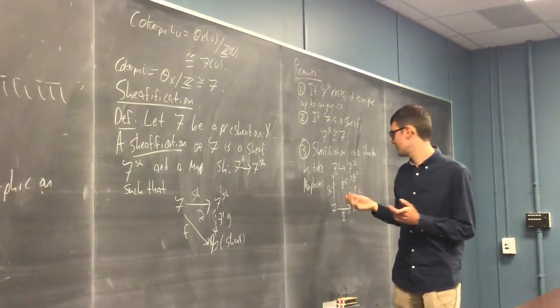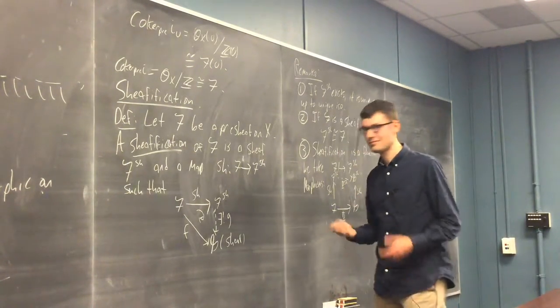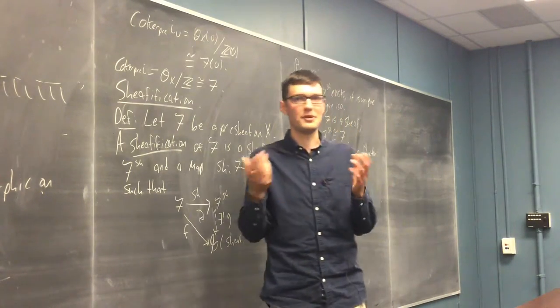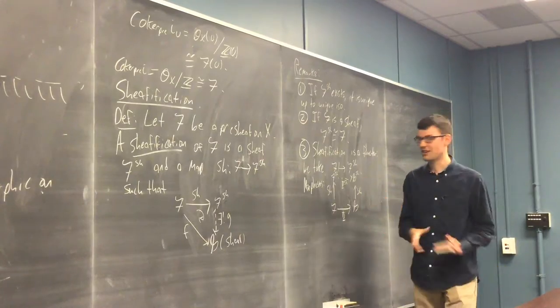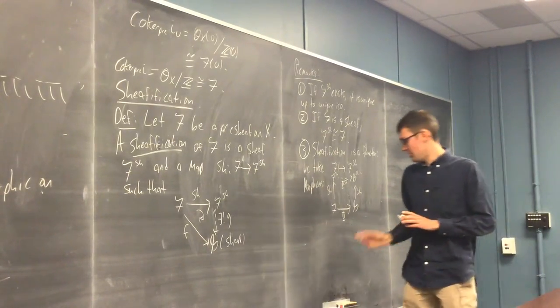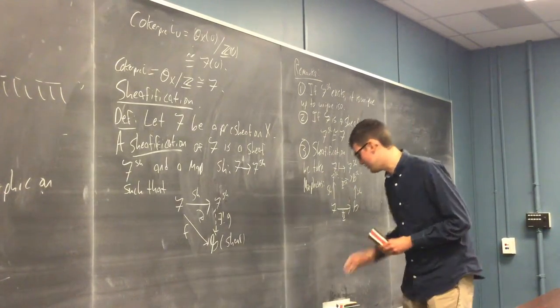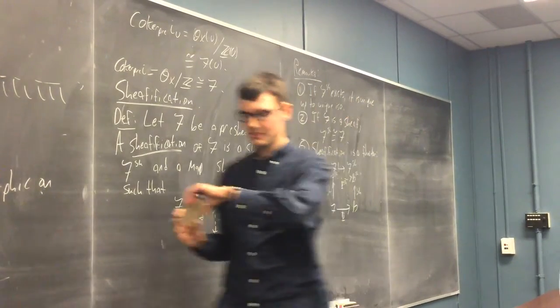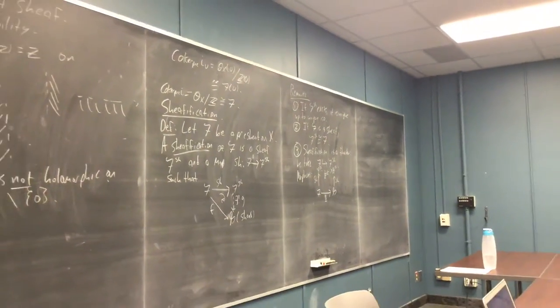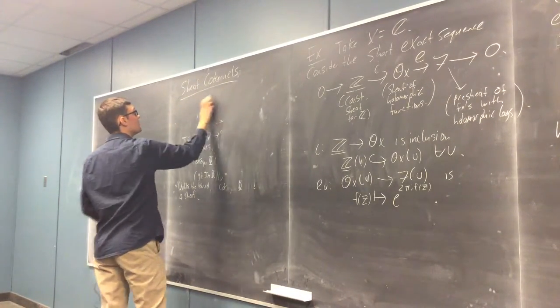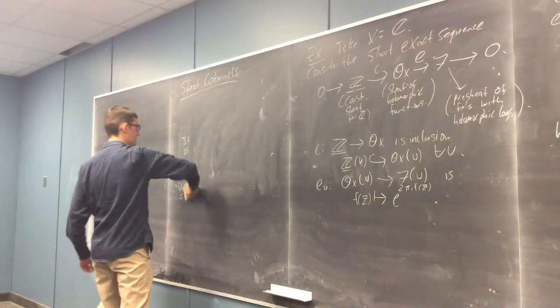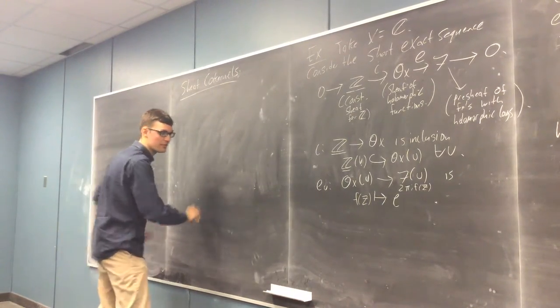And you can check that it takes the identity map to the identity map and respects compositions. It's just a routine diagram chasing type exercise. Okay, so there are some nice things about it. So I'll leave this for a second because that is my final remark.